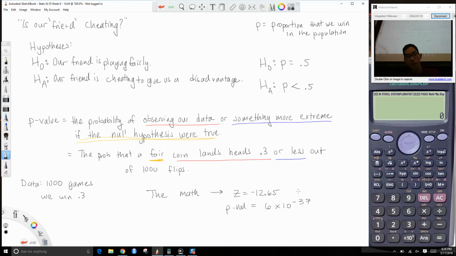and the p-value is the probability of getting our data. Okay, and what we found was because our p-value is so small, we come to the conclusion that the null hypothesis is wrong and that the alternative hypothesis is true. Okay? Is that good?